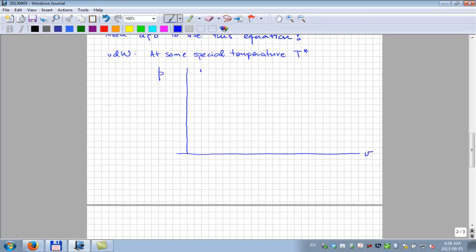The measured data that was available, pressure versus volume, will always be monotonically decreasing as you go to larger volumes. But at one particular temperature, the pressure volume behavior looks something like this.